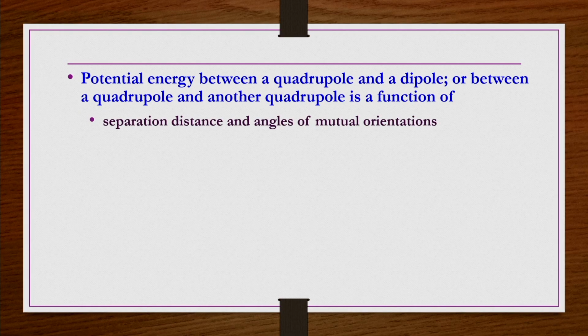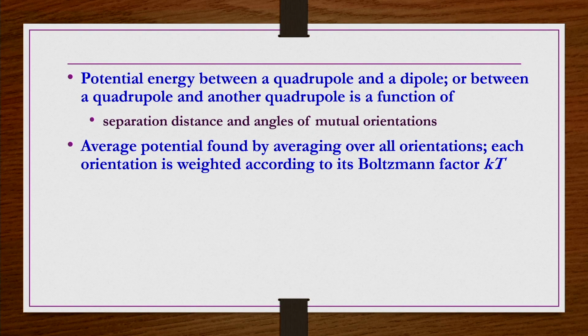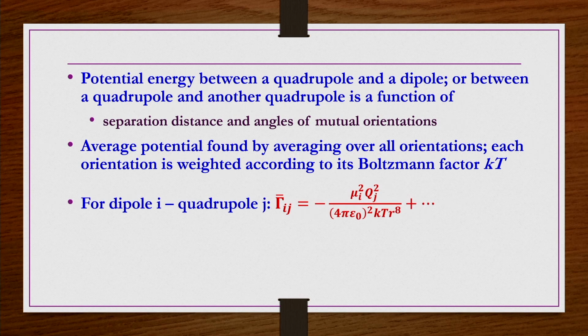obviously separation distance and angles of mutual orientation here also. The average potential is found by averaging over all orientations, each orientation weighted according to the Boltzmann factor, kT. Then for one dipole i and one quadrupole j, the average potential energy, gamma ij bar, where bar indicates average, is minus mu_i squared q_j squared divided by (4 pi epsilon naught) whole squared kT r power 8. Here we can say it is inversely proportional to r power 8.